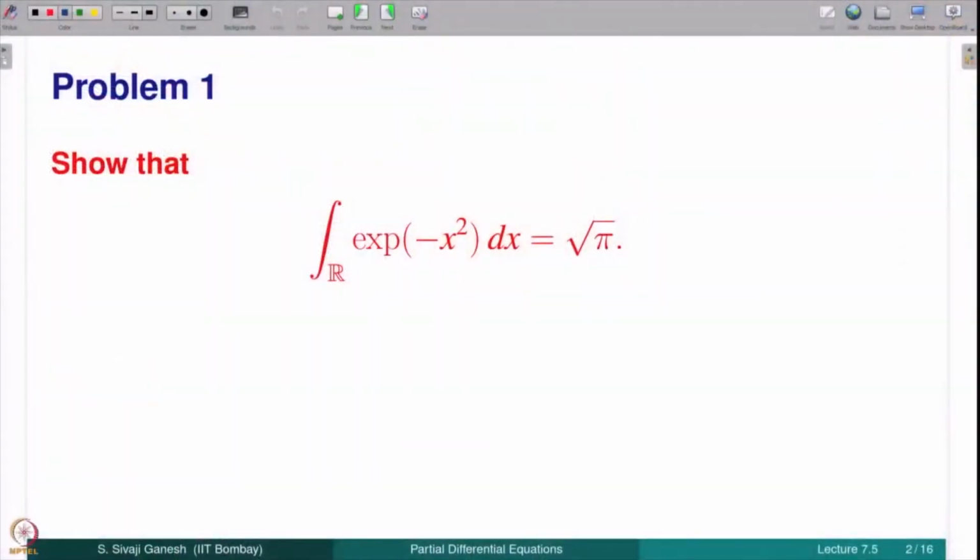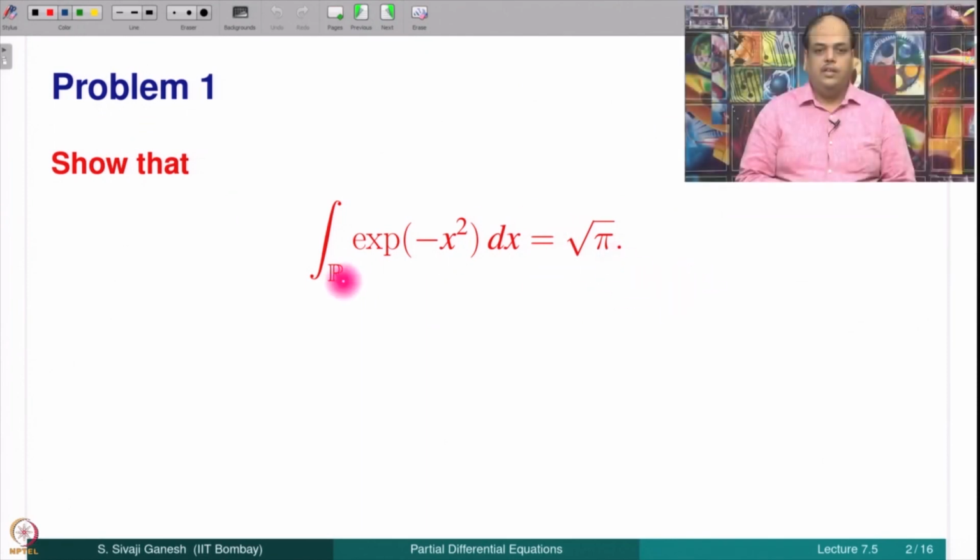The first problem is a problem in calculus, which is that the integral of e power minus x square is root pi. We have used this information in our analysis of the heat equation, that is why I decided to do this proof. This involves a small trick, I will explain that to you.